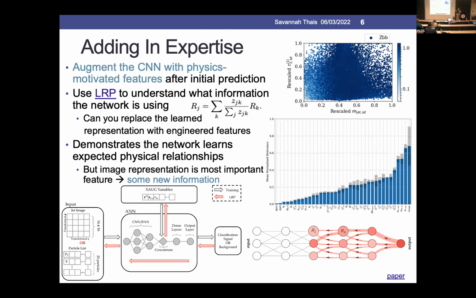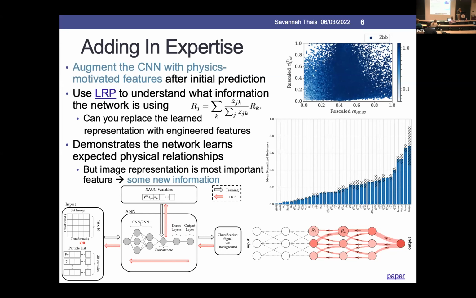And then you can use layer-wise propagation, which basically starts with your output feature nodes and propagates relevancy values back through the network to see more specifically, instead of just these visualizations of where attention is being focused in your network, how important different features are to the final output of your network. So basically you map back through your network to your original input features and you get some sense of importance. And this is helpful in that you can show that the network is actually learning some expected physical relationships.